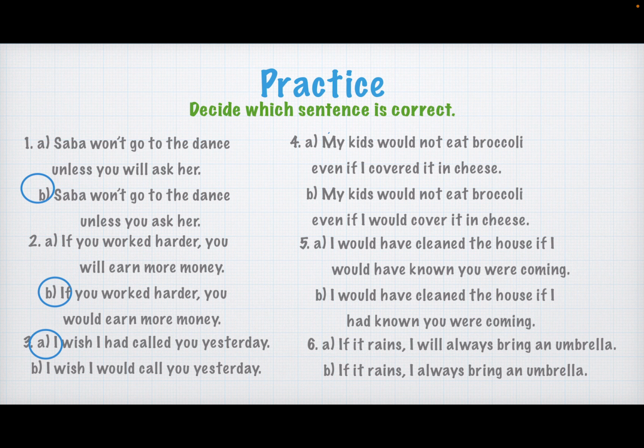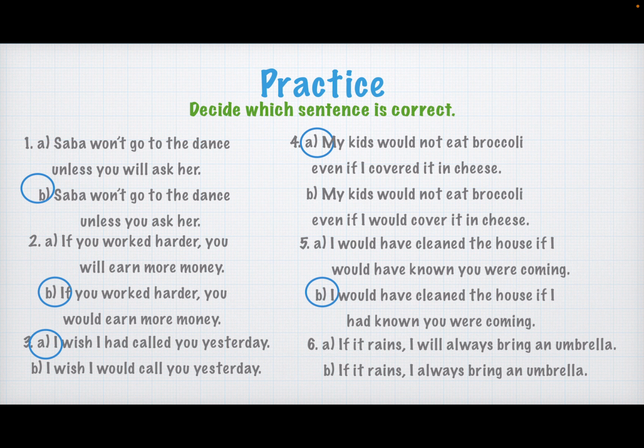Number 4, A is correct. My kids would not eat broccoli even if I covered it in cheese. So for the unreal conditional for the future, I only need would in my result clause, not in my conditional clause.